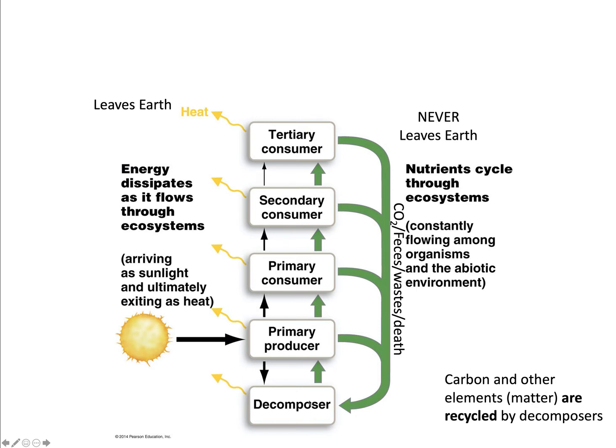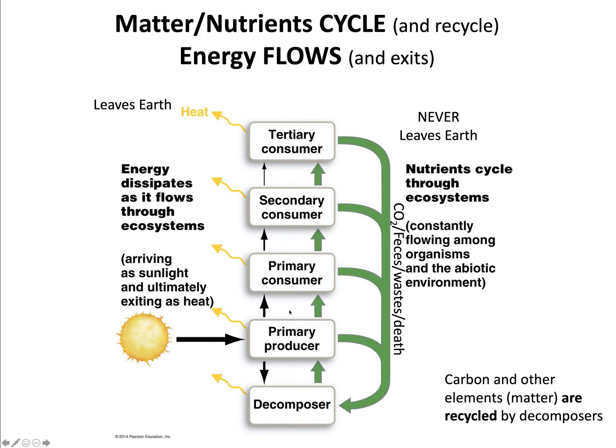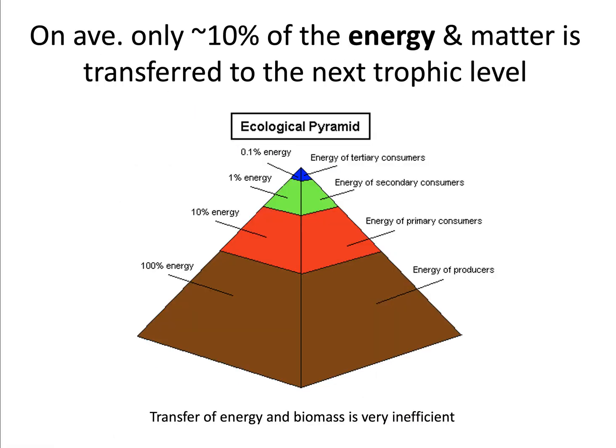by these decomposers. And so the key punchline here is that matter and nutrients cycle and recycle through food chains, whereas energy flows and eventually exits planet Earth. So it comes from outside Earth, flows through a system, and leaves Earth. And when you add all this up, it turns out that on average, and once again, this is going to vary hugely and widely from system to system, only about 10% of the energy and matter is transferred from one trophic level to the next.